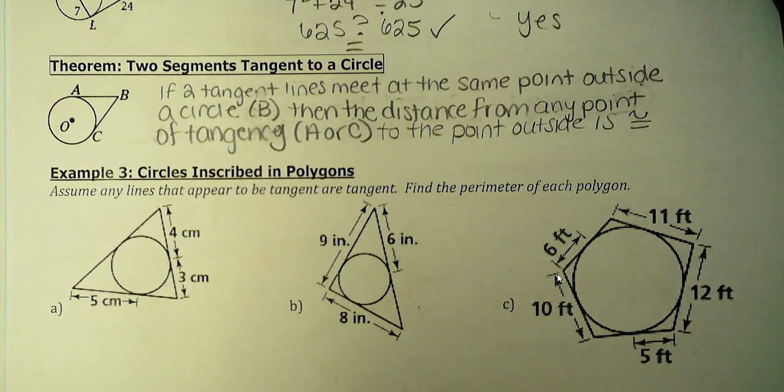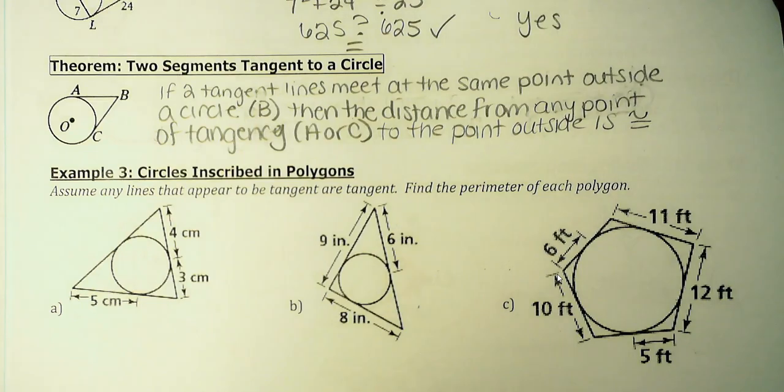Okay, I kind of cheated and I wrote down the definition because it was kind of long for the next theorem, so if you want to pause the video, go ahead and do that, write that down, and I will explain it to you. It says, if two tangent lines meet at the same point outside of a circle, the point where my two example tangent lines meet is point B. The distance from any point of tangency, so there's two lines there, so there's 2 points of tangency, one at A and one at C. Those distances from the point of tangency to that outside point is going to be congruent.